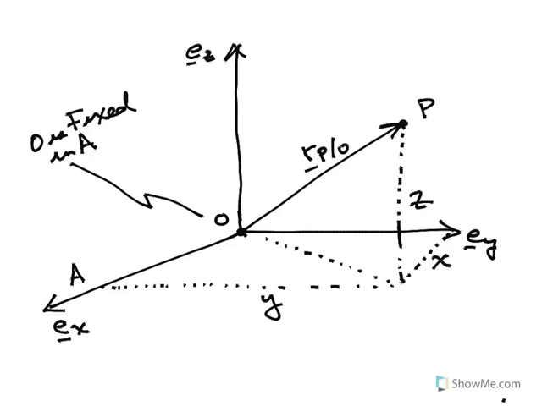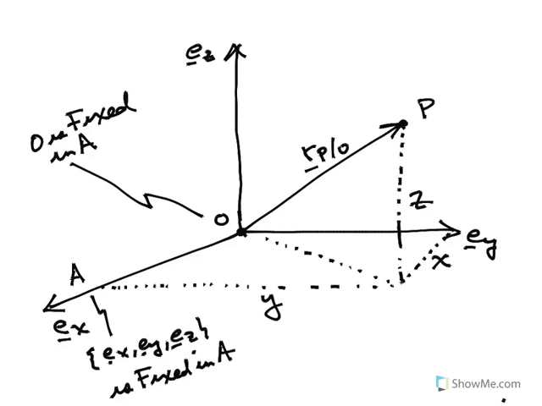And I'm also going to put a stipulation on this basis. This basis, EX, EY, EZ, is fixed in A. So I have a basis EX, EY, EZ that's fixed in A. This vector, which is the position of P relative to O, is decomposed into three components along those three directions. This is what's called Cartesian coordinates.